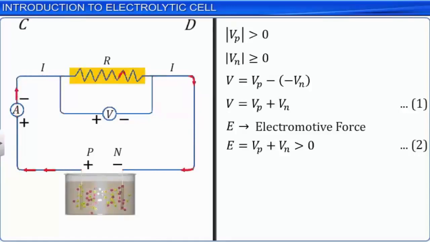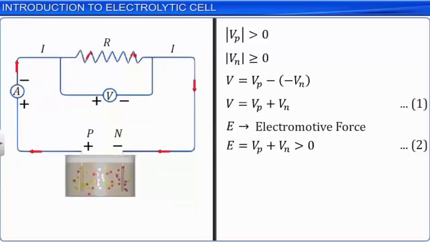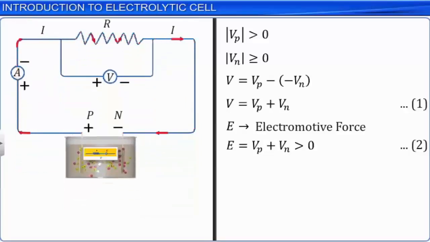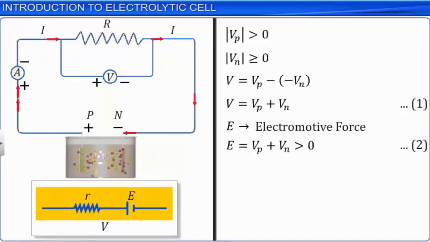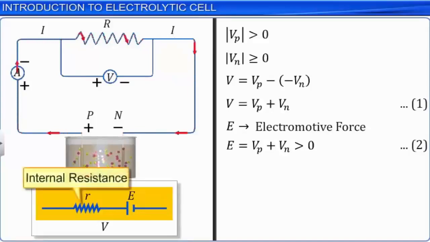A resistor with a resistance equal to R is connected across the cell. A current I is established from C to D. As a steady current is maintained, the same current I passes from P to N in the external circuit and from N to P within the electrolyte present inside the cell. As the current passes through the electrolyte, it must have a finite resistance r, which is known as the internal resistance of the cell.